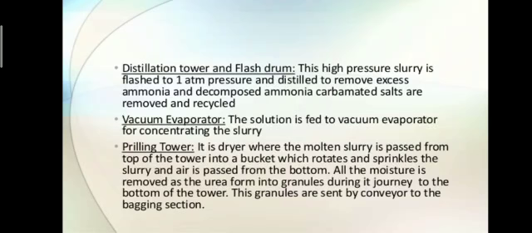Trilling tower. It is a dryer where the molten slurry is passed from top of the tower into the bucket which rotates and sprinkles the slurry, and air is passed from the bottom. All the moisture is removed as the urea forms into granules during its journey to the bottom of the tower. These granules are sent by conveyor to the bagging section.